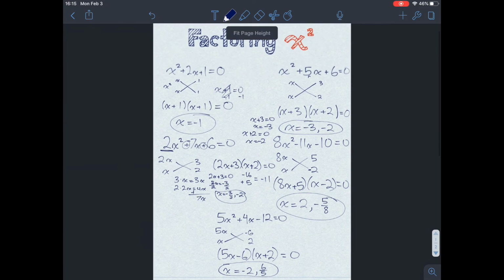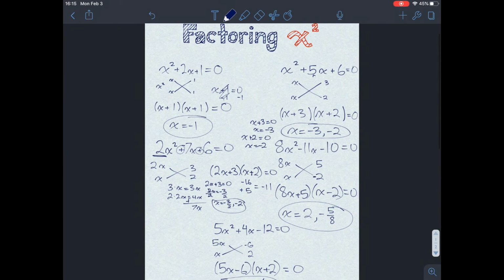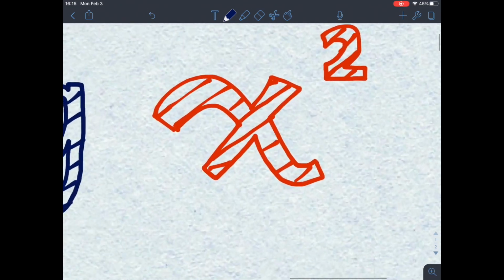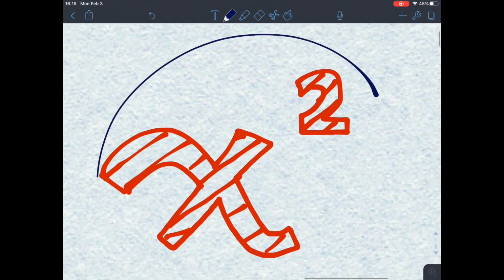We have learned how to factor quadratic equations. Quadratic equations are just equations with x squared.